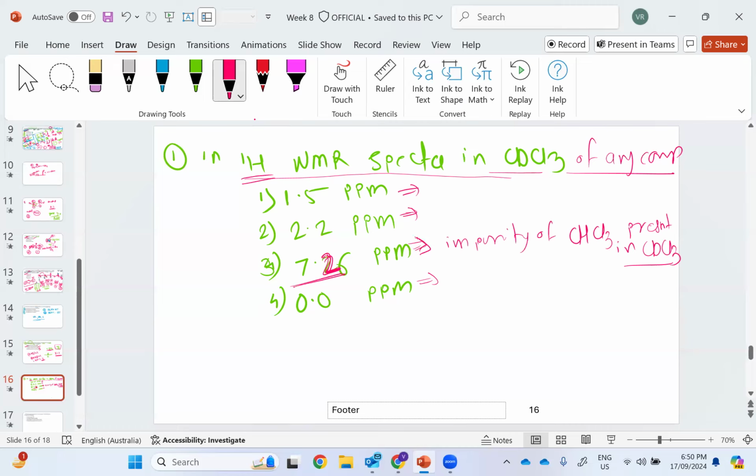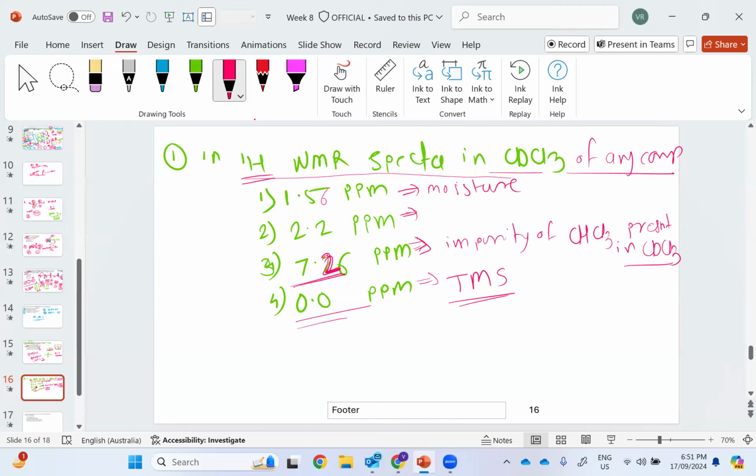Also, we generally observe a peak at 0.0 ppm, which is due to the TMS present in the CDCl3 itself. It serves as an internal standard. Most vendors sell CDCl3 with the TMS already added. Also, we observe a peak at around 1.5, 1.56 or 1.6, and this is due to moisture.